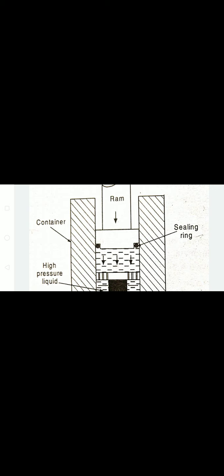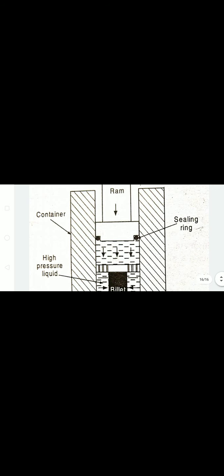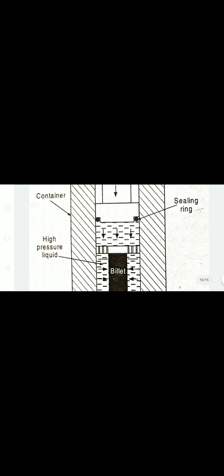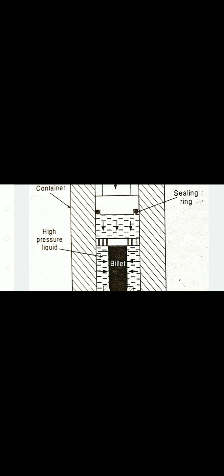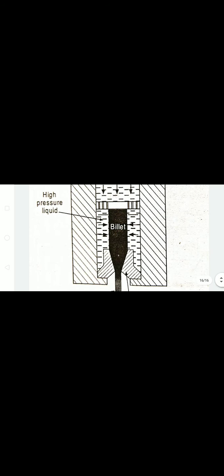It consists of a container, ram, then high pressure liquid surrounding the billet, then sealing rings to avoid the leakage of the fluid, then die, then die opening. All of it is shown clearly in the figure. Then you look at the picture.